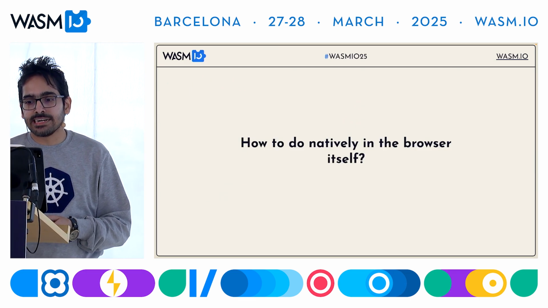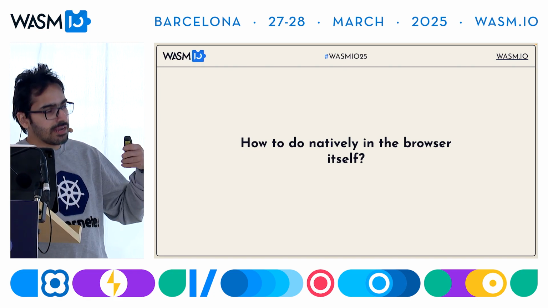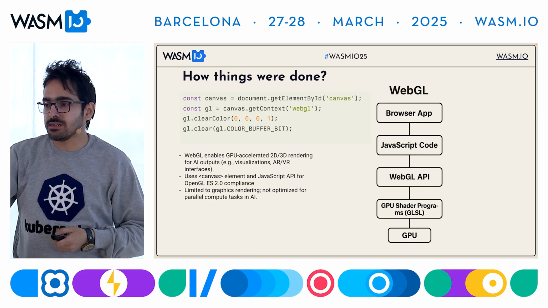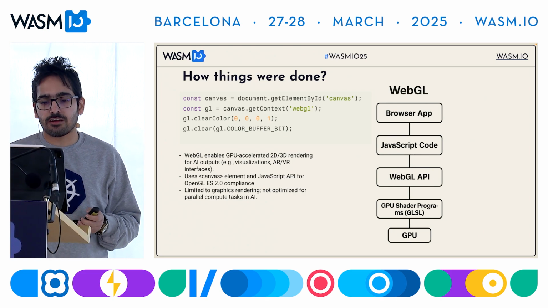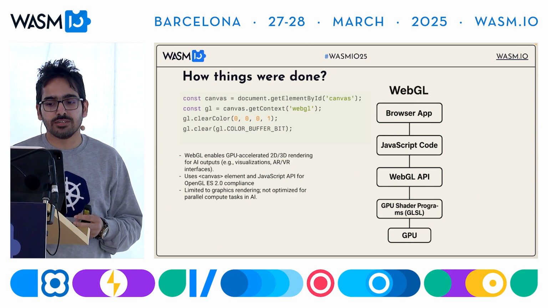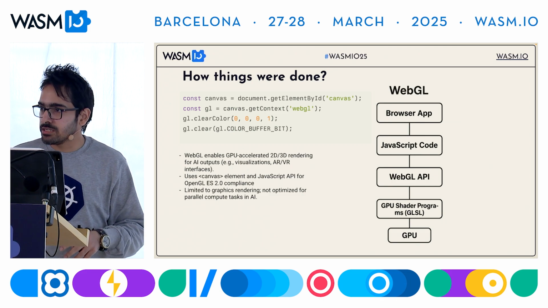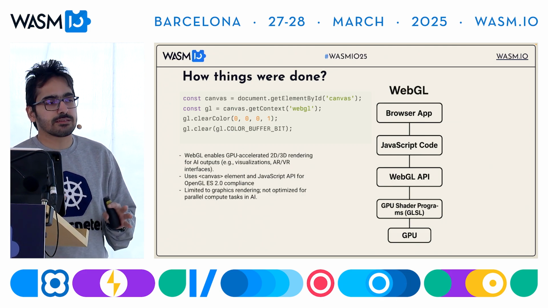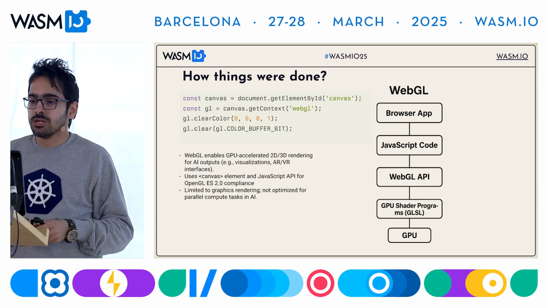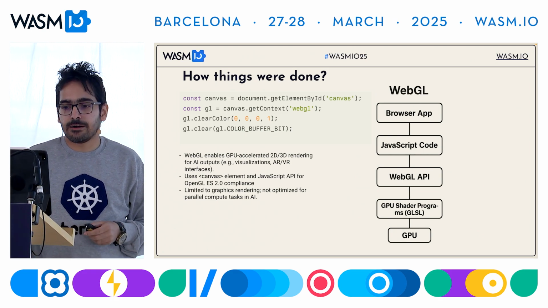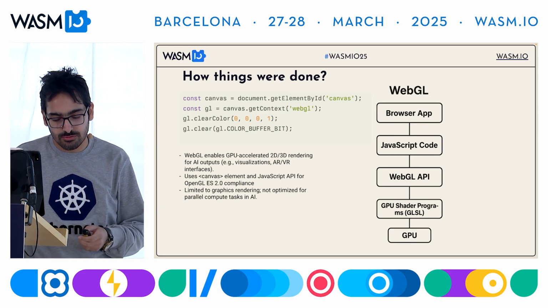So how do we do this natively in the browser? Let's take a step back and understand three things. One is WebGL. WebGL is basically a graphical abstraction layer on top of the GPU, and that graphical language will then do the calculations on the GPU. It works, but it's a bit slower because it's an abstraction layer on top of the GPU. It doesn't do it directly, so it's not optimized for parallel compute tasks in the AI ecosystem.